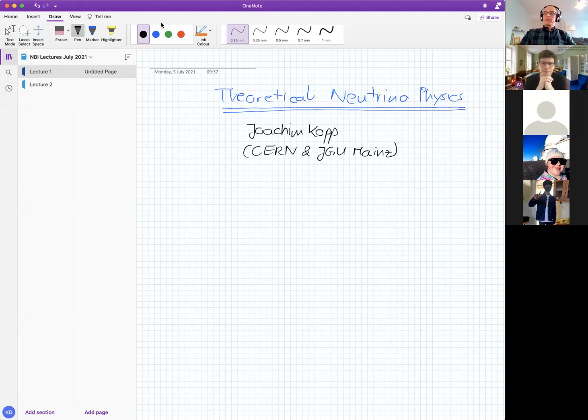Then the second lecture on Wednesday will be devoted entirely to neutrino oscillation, so the periodic conversion from one neutrino flavor into the others as they propagate. And finally, on Thursday, we're going to go a bit beyond the standard model, and we're going to talk about the possibility that there's more than 3 neutrino flavors in nature, and we're going to discuss some of the implications of that.